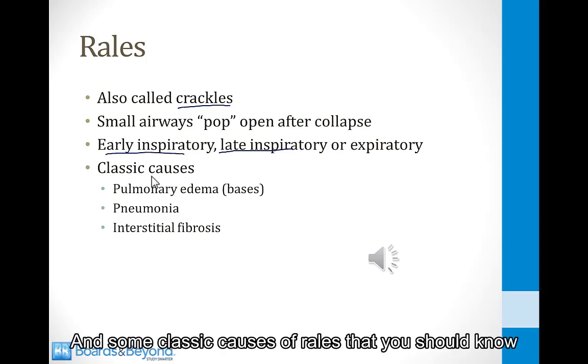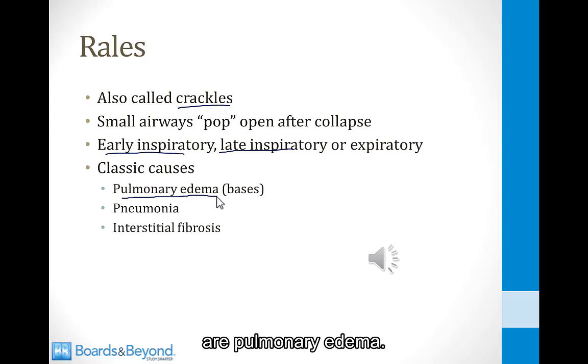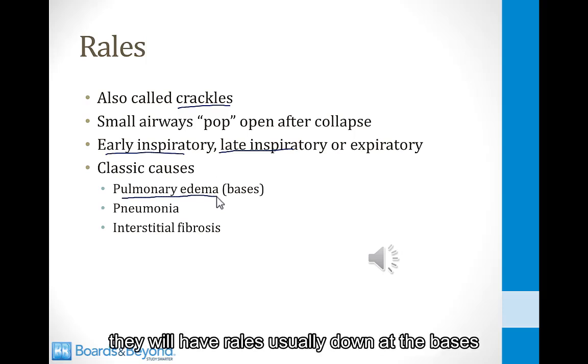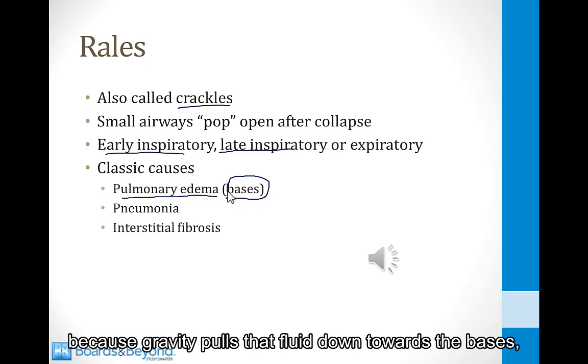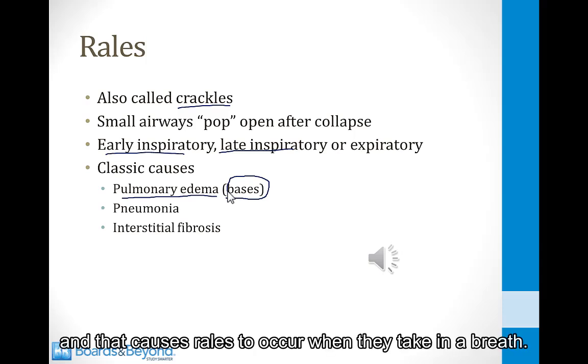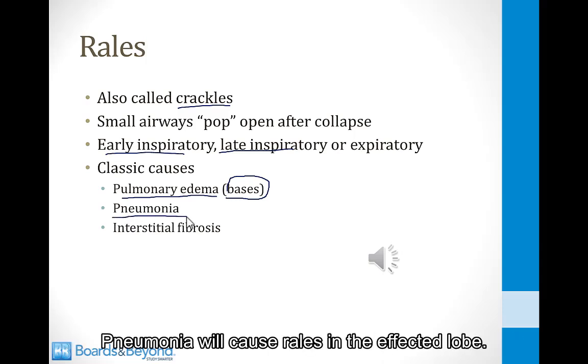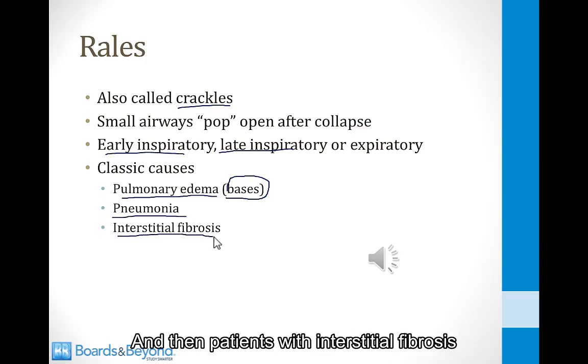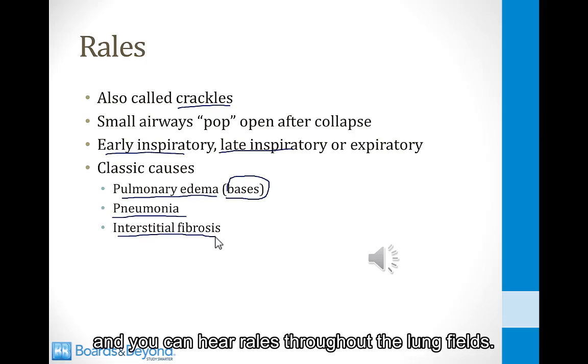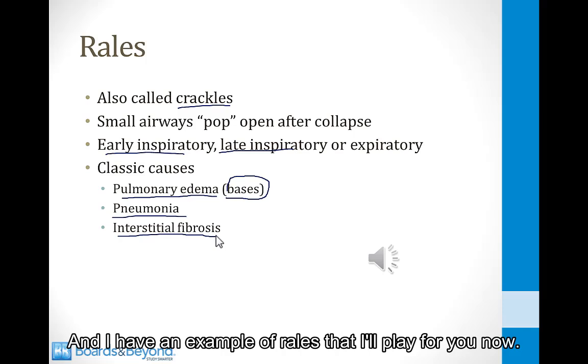And some classic causes of rales that you should know are pulmonary edema. So in patients who have pulmonary edema, they will have rales usually down at the bases because gravity pulls that fluid down towards the bases. Those lungs get wet, and that causes rales to occur when they take in a breath. Pneumonia will cause rales in the affected lobe, and then patients with interstitial fibrosis have all this sticky fibrous tissue that can collapse the airways, and you can hear rales throughout the lung fields. And I have an example of rales that I'll play for you now.